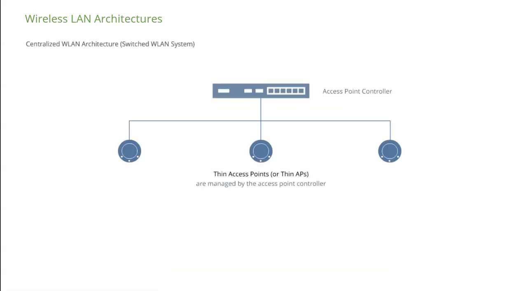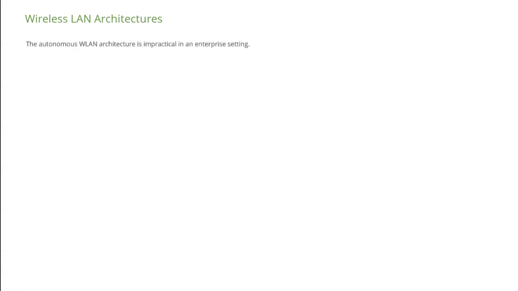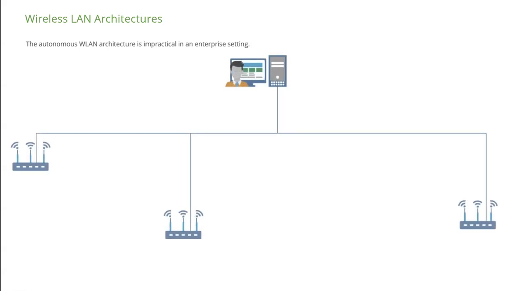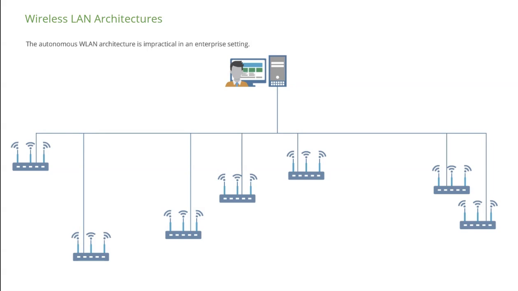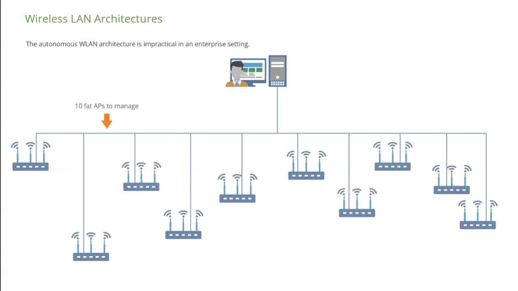The second type of WLAN architecture, centralized architecture, is known as a switched WLAN system. In this type of system, the access points become thin or lightweight, and there is a central switch or access point controller that actually manages them. Most enterprise networks today choose this centralized or switched WLAN model. The primary reason for this is scalability. The autonomous WLAN architecture is impractical in an enterprise setting. In an enterprise setting, you may well require hundreds or even thousands of access points, and if each one must be managed individually, it quickly becomes unworkable.